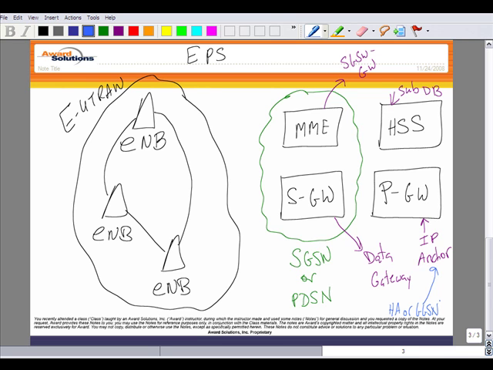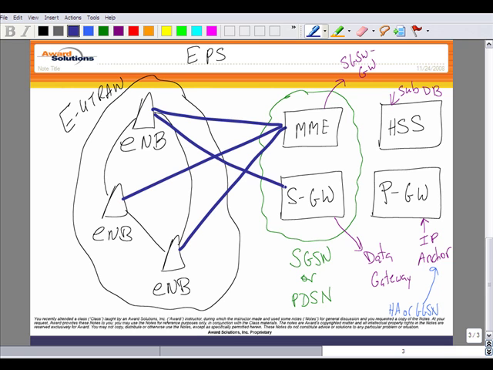Now, if we take this architecture and superimpose on it just the wires of how we're connecting everything up, it will look something like this. We're going to have a connection to the MME. We're going to have a connection to the S gateway. My S gateway will be connected to my P gateways. My MME and my S gateway will be connected to each other as well.